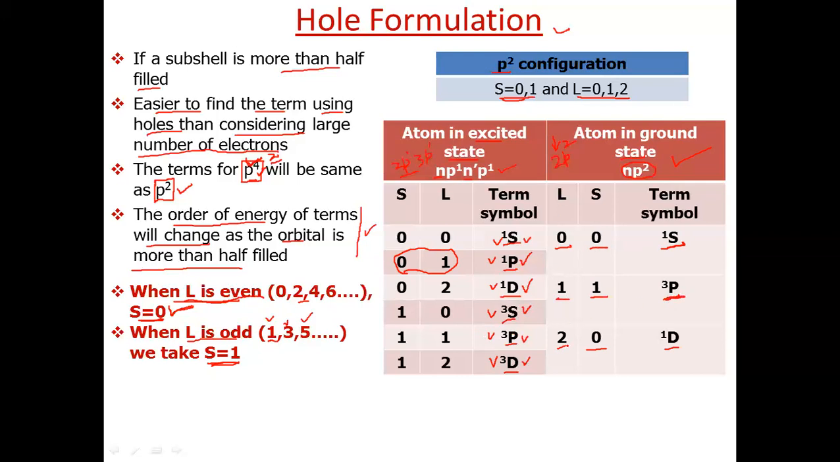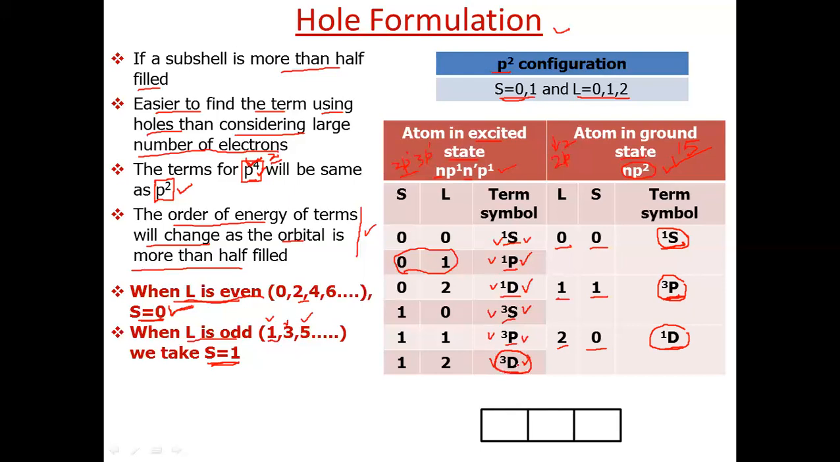If L is 2, S is 0, the term is 1D. So only these three terms will contribute to the term symbols for an atom in the ground state. Now we have already done that for the p2 configuration. How many different arrangements are possible? 15 microstates are possible. Now let us see why I say this 3D is not possible.